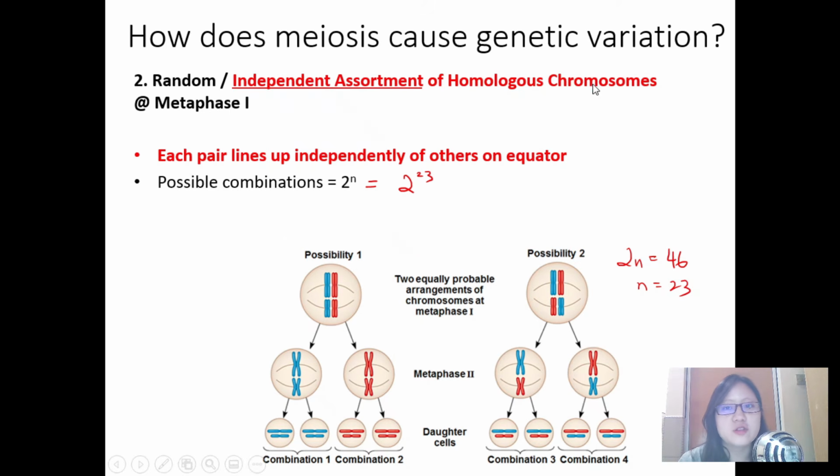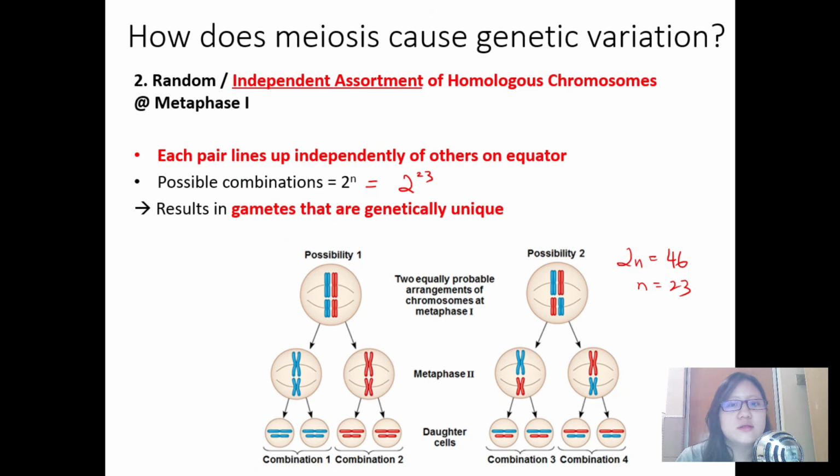A great cause of genetic variation. This results in gametes that are genetically unique. You can see here, if it's arranged this certain way, the gametes will look like this, and if it's arrangement 2, then it will look a little bit like that.